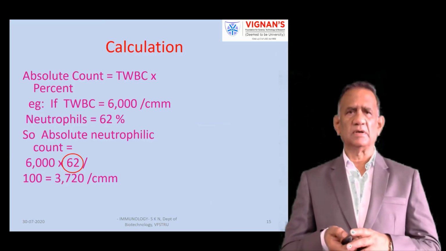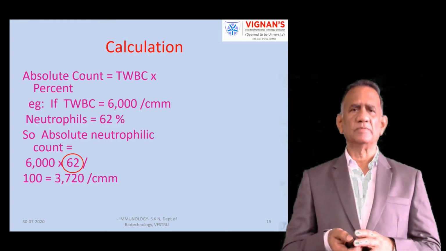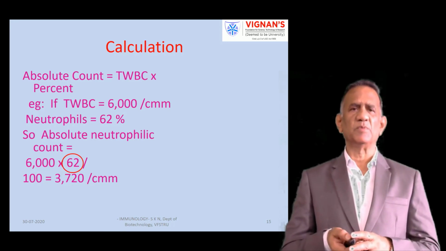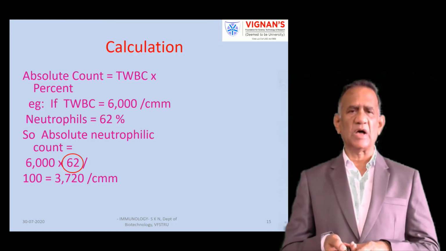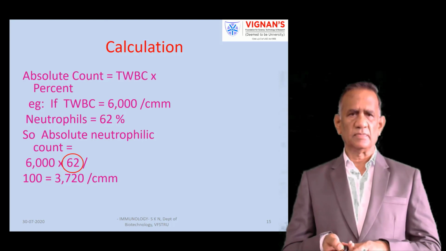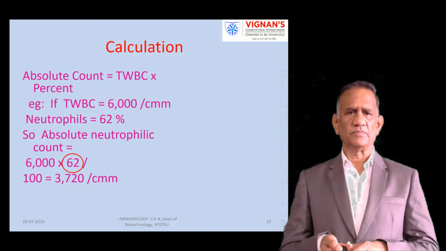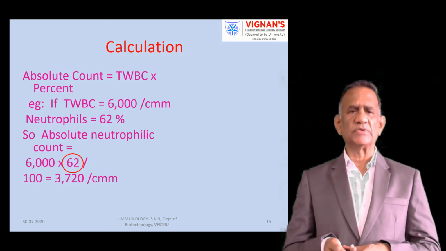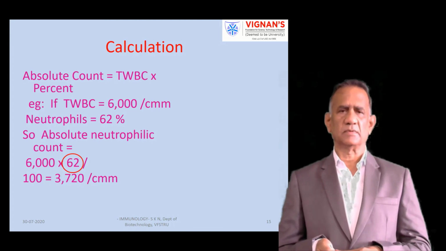So in the previous animated video, we have gone through how the blood cells, WBCs, are counted using a hemocytometer. So once the total count becomes 6,000 per cubic millimeter, and the neutrophil percentage is 62%, we have to multiply this with 62 and divide by 100. We will be getting the absolute neutrophil count as 3,720 per cubic millimeter. Okay.